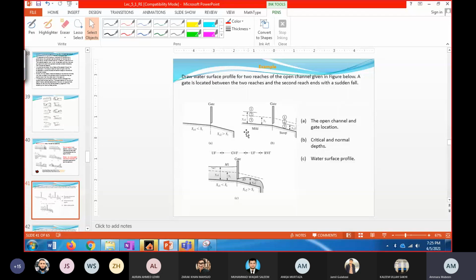Okay, would you be able to draw or sketch the water surface profile in this case? You have the uniform flow depth value and you have the value of yc. What type of profile will it be here?